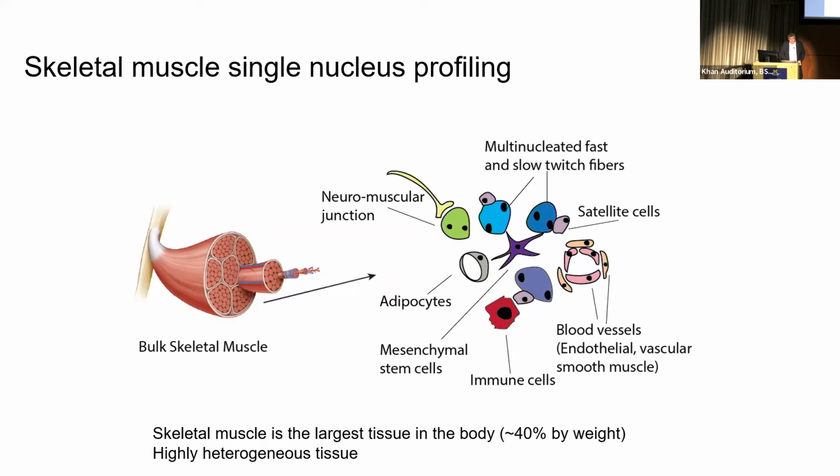The slow and fast twitch muscle fibers are multinucleated, so you'll expect to see lots of nuclei from those particular cell types. And then you also expect to see mesenchymal stem cells and immune cells and cells that represent the vasculature, like endothelial and smooth muscle cells, satellite cells, the precursors, and NMJ or neuromuscular junction cells that help with communication between the skeletal muscle and the nervous system.